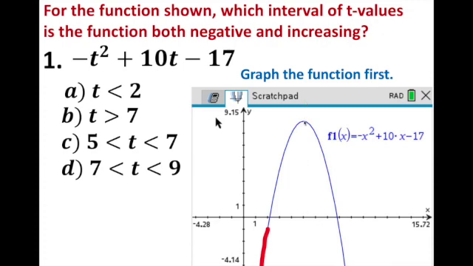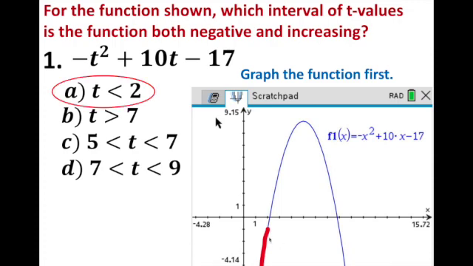What about between 5 and 7? This is from our vertex pretty much over to the 7 right here. It is decreasing, and the graph is positive, so that's not the one we're looking for. Okay, now then we've got between 7 and 9. Between 7 right here and 9, the graph is definitely decreasing, so that won't work.